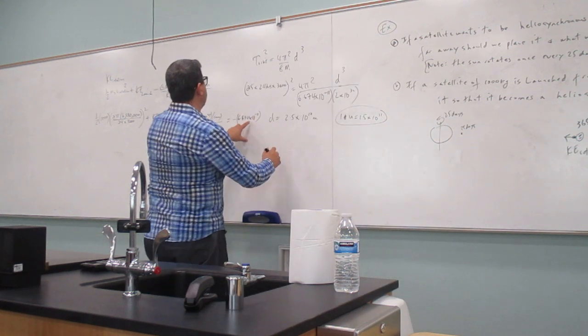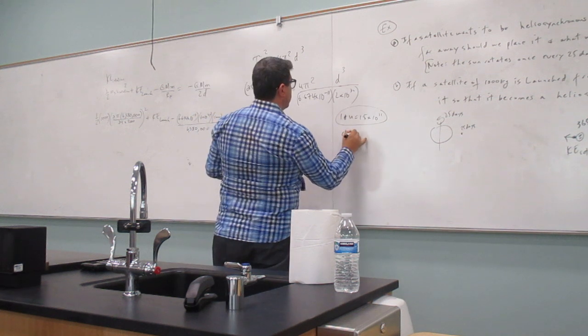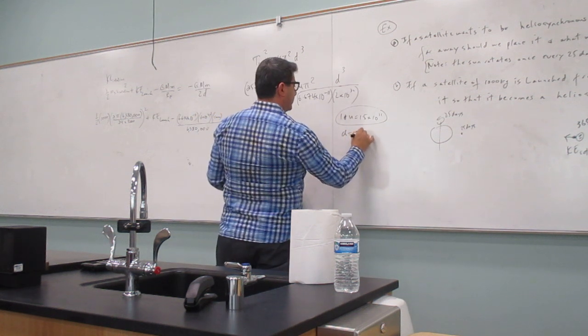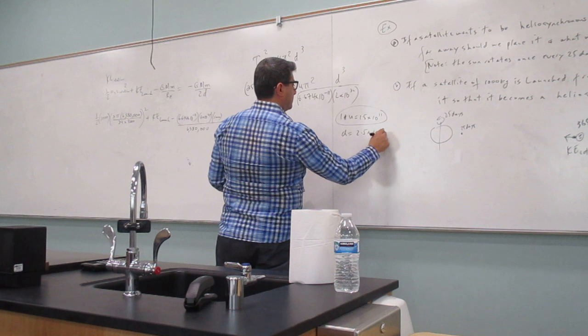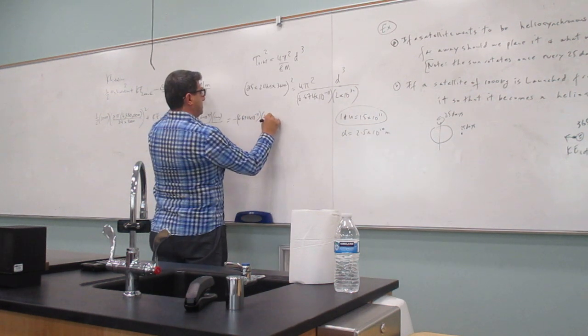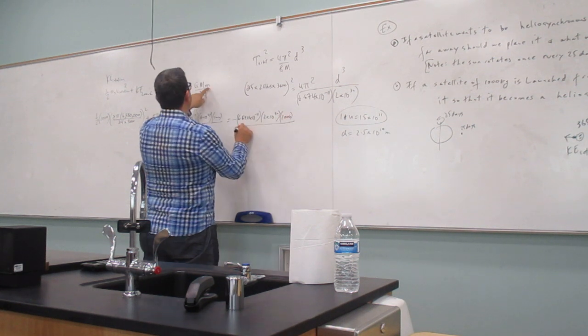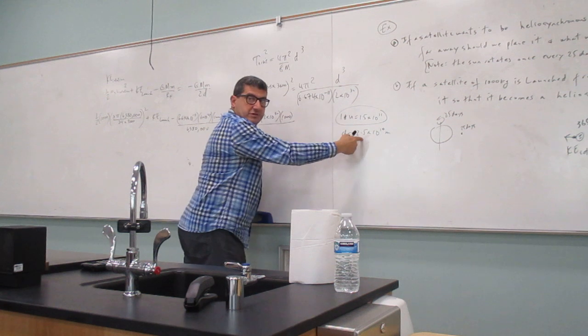So now this is the mass of the sun. What was the distance? I just erased it. 2.5 times 10 to the 10, right? So now the mass of the sun over the mass of the satellite over twice that distance that we just found.